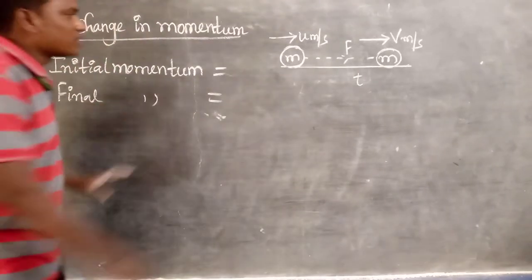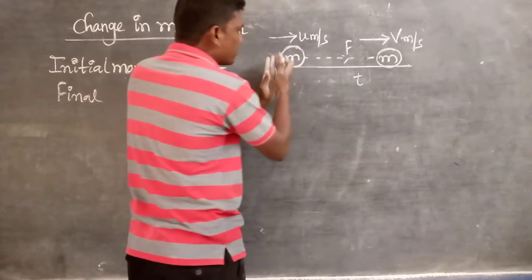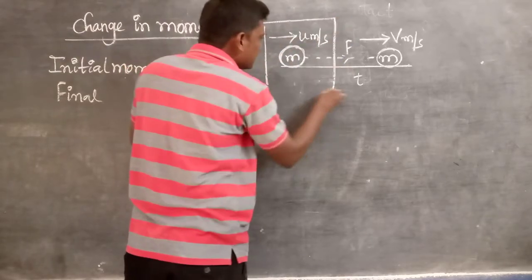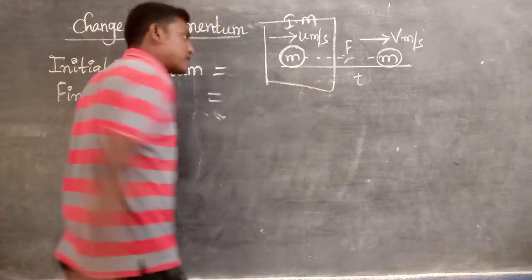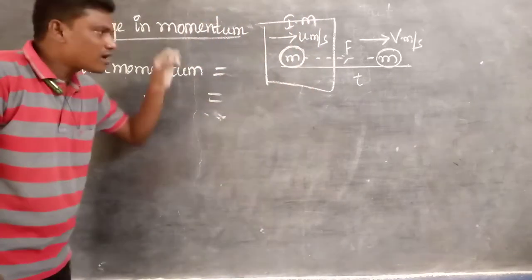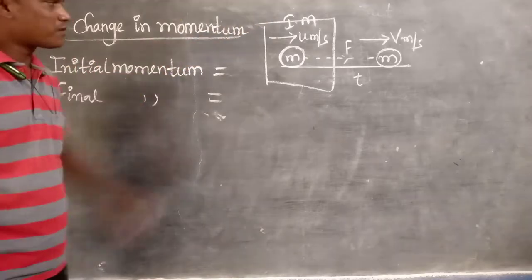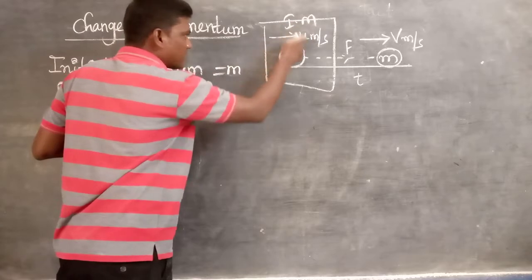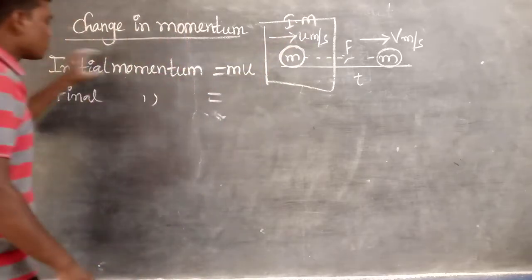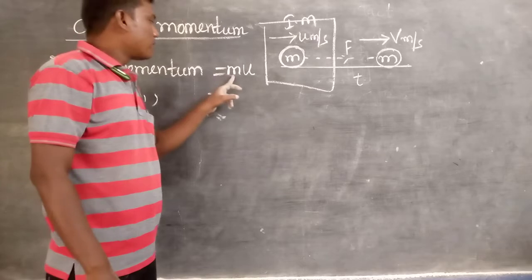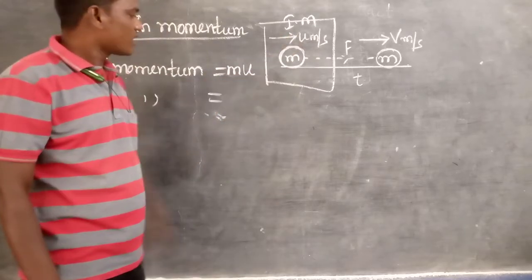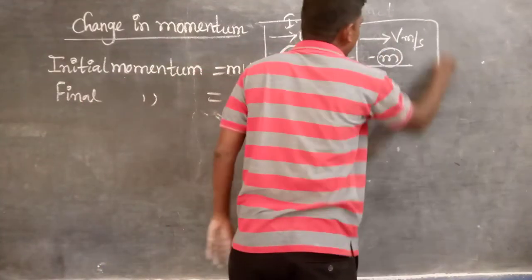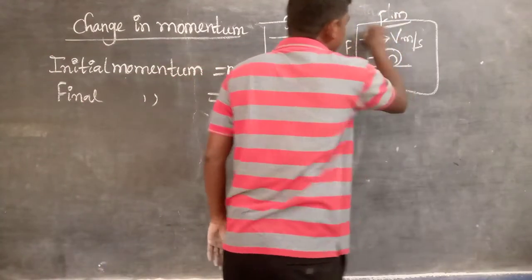According to the diagram, before applying the force, the body of mass m moves with velocity u. That gives the initial momentum, because momentum is nothing but the product of mass and velocity. Here m is the mass and the velocity is u. That's why the initial momentum of a body is mass times initial velocity. Now, what is the final momentum of a body? After applying the force, it is the final momentum.